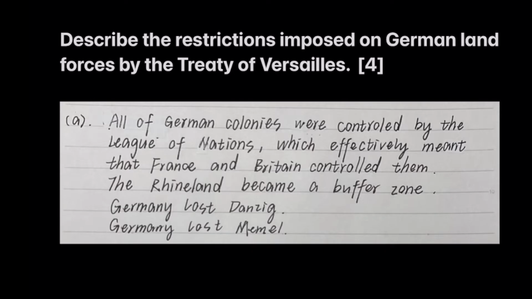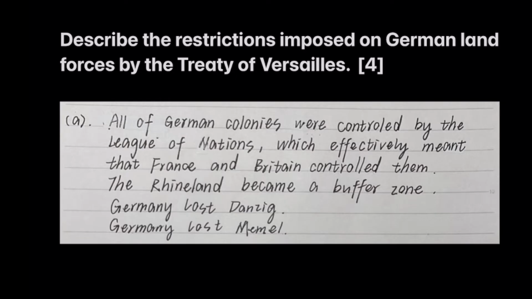So here we have a past paper and a Part A question that says, describe the restrictions imposed on German land forces by the Treaty of Versailles. So the first thing I like to do whenever I see a question is that I like to read it 2 or 3 times. So I read it just at a normal speed the first time, but the second time I like to go a bit slower and look for the keywords that have to be addressed in order to get the marks. So describe the restrictions imposed on German land forces by the Treaty of Versailles.